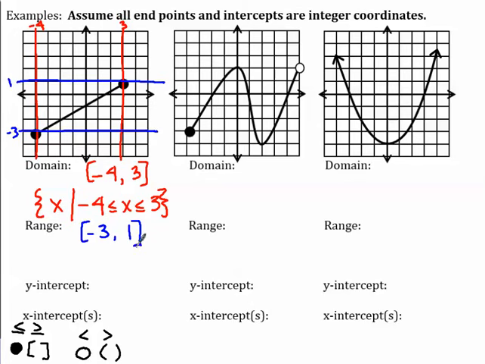For the set notation, we have the set of all y values, because the range is the y values, such that the y's are between -3 and 1. And again, I used the less than or equal to symbols because I had the square brackets, because I had closed circles at both ends of the function.